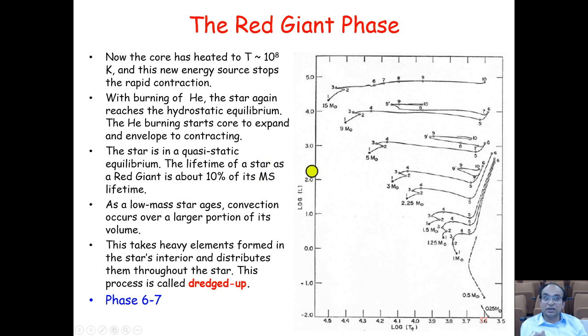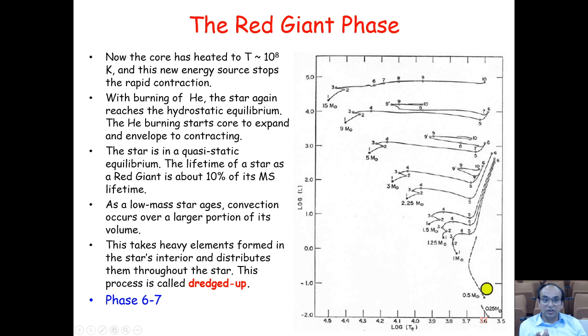The lifetime of the star in this phase, the red giant phase, is approximately 10% of the main sequence lifetime. As a low mass star ages, convection occurs over a large portion of its volume. I'm not touching it here, but the transport of energy from the core to the surface is different in a low mass star and in a high mass star. In the low mass star, somewhere here up to here, the core is radiative, through radiation, and the outer envelope is convective.